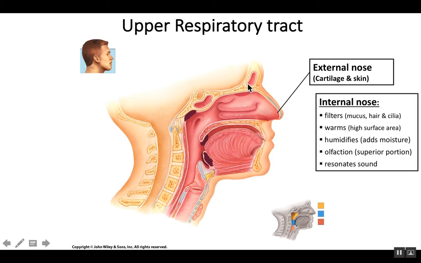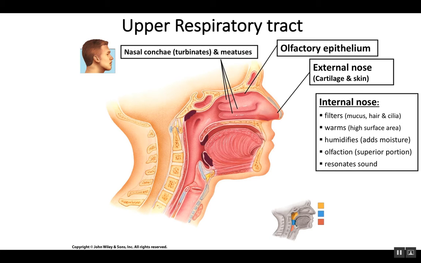It contains your olfactory epithelium for your sense of smell, and it resonates sound during speech. So notice the olfactory epithelium is only located in this upper part of the nasal cavity, the superior region here. This is where your olfactory neurons are located that can pick up and detect certain chemicals that you breathe in.